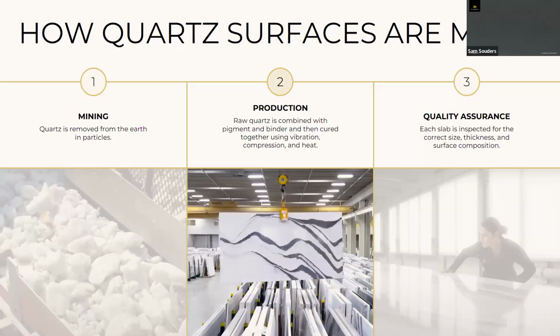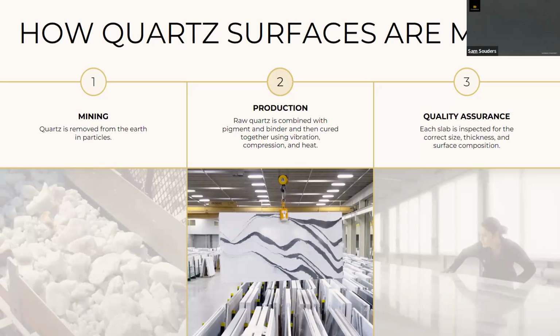For production, after the quartz is mined, it is transported to the production facility. Here, the raw material is sorted by size and color in preparation for production. A high-end quartz surface is made from three simple ingredients: quartz, pigment, and a polyester binder. Look for a manufacturer that can provide you with an HPD, or a health product declaration, to be sure you know what's going into the product you are specifying.